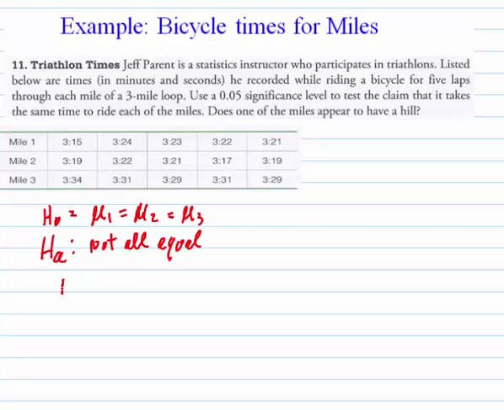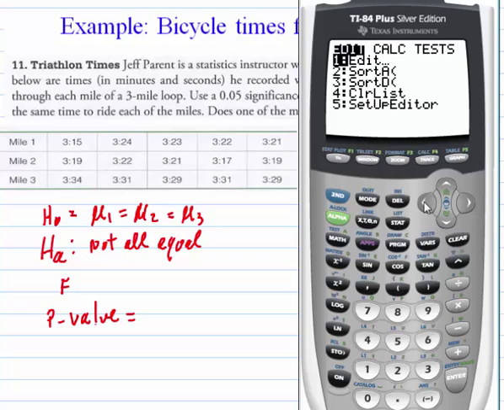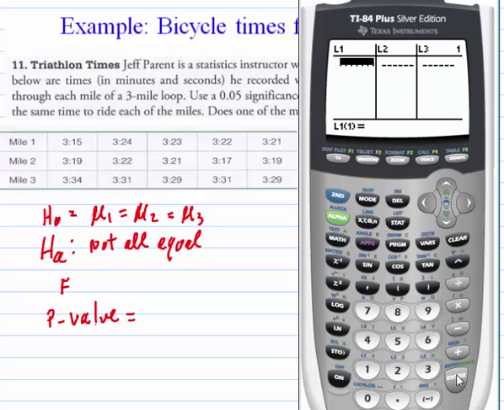Okay, so we get an F statistic, and we'll get a p-value. Let's see what our p-value is equal to. How do we get our p-value? Well, let's bring in our calculator, and let's go into stats and edit. So let's put the data in L1, L2, and L3.